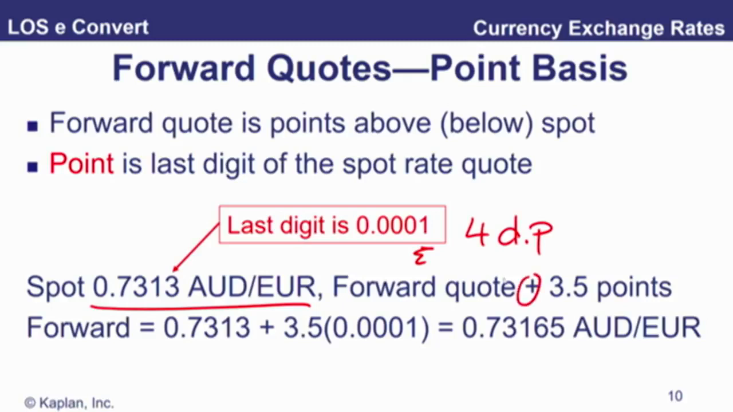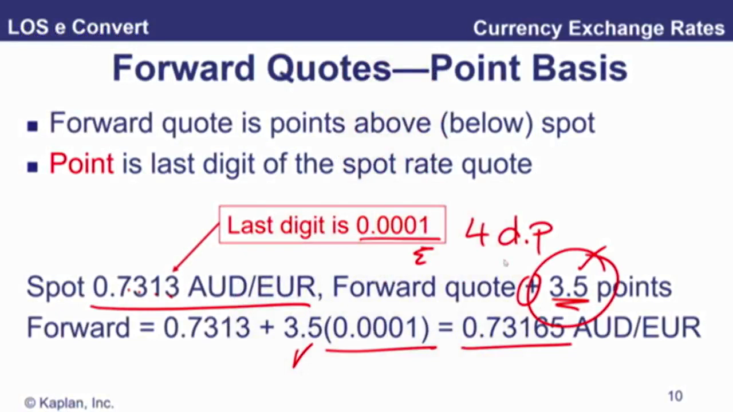So, first of all, fairly straightforward. It's a plus sign, so we're going to add it to the spot rate. We take the spot of 0.7313, we add in the 3.5 points, but our last digit here was the 4th decimal place, 0.0001. So before you can add those points in, you must multiply them by 0.0001. And if you do that, you'll find you get 3.5 times 0.0001, 0.00035. Add that to the 0.7313, and you get 0.73165. Notice, so it doesn't panic you in the exam, we started off with 4 decimal places, but because we had here 3.5 points, we ended up with 5 decimal places in our answer.